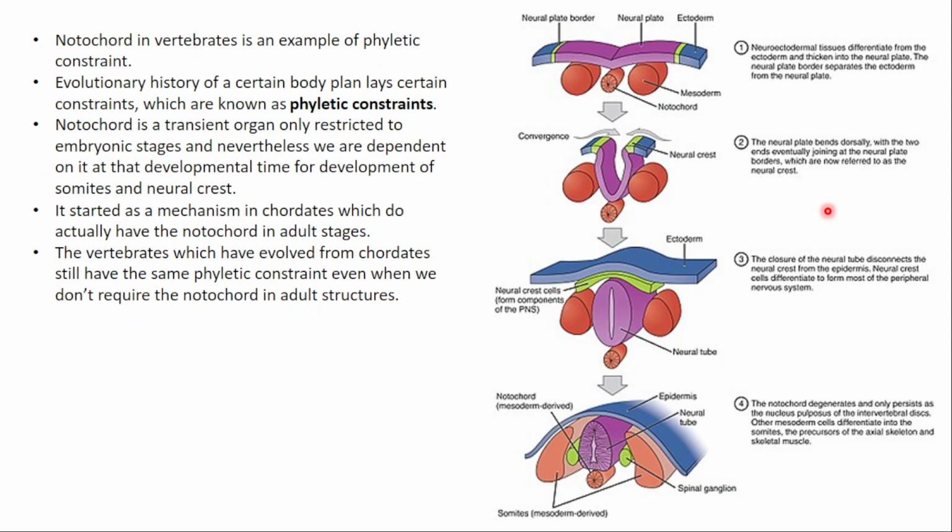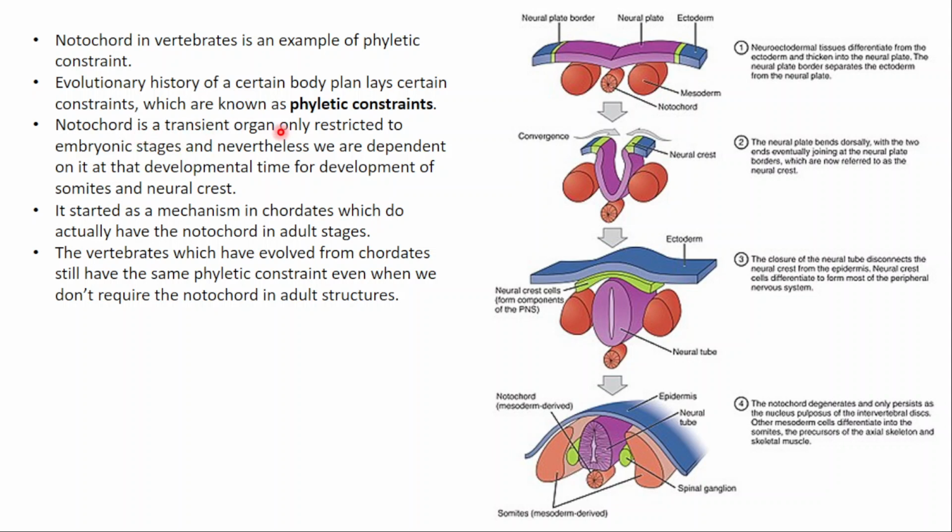And coming to the last statement, the notochord is a phyletic constraint. So if we revise our developmental biology class, what is a notochord and how is it a phyletic constraint? Notochord in vertebrates is an example of phyletic constraint. Evolutionary history of a certain body plan lays certain constraints, which are known as phyletic constraints. So what are phyletic constraints? Evolutionary history of a certain body plan. We'll understand this with a perfect example.